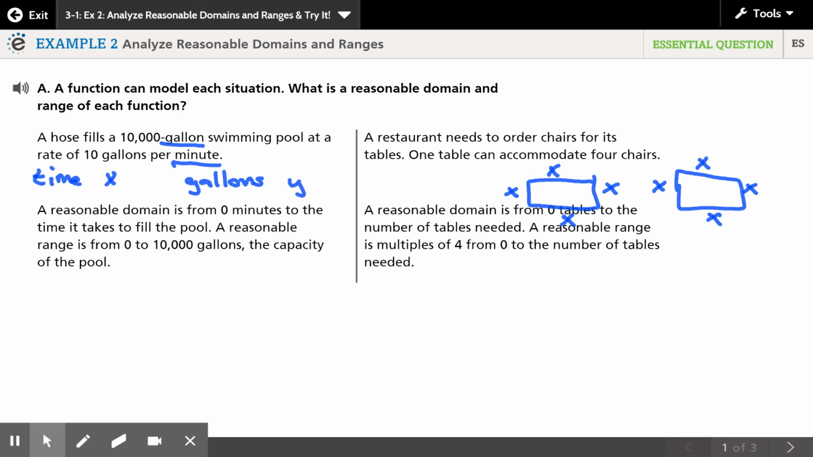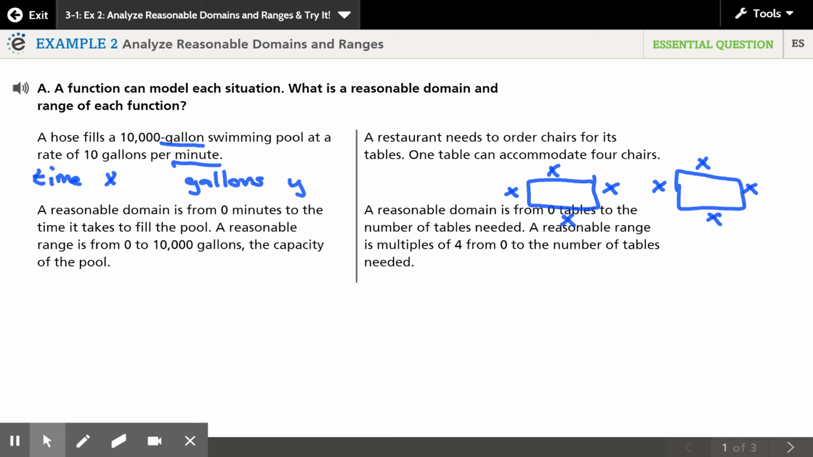So for the first one, it says a reasonable domain is from 0 minutes to the time it takes to fill up the pool. So we don't know how far that is yet. We're not going to figure it out. So you just want to write a general sentence like that. And then a reasonable range is from 0 to 10,000 gallons. You can't go over 10,000 because then it would overflow, and we don't want that.